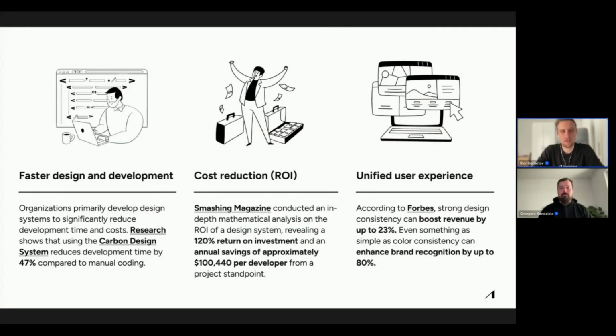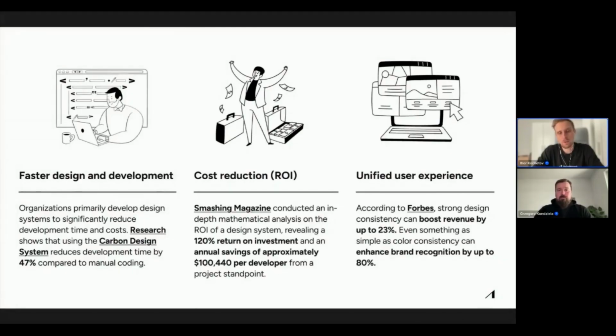spending less money. Also, Smashing Magazine did a great mathematical analysis and tried to predict how much return on investment you might get if you have a proper design system. They found out that it can result in up to 120% return on investment, and eventually it can lead to up to $100,000 savings per developer in the scope of one project.